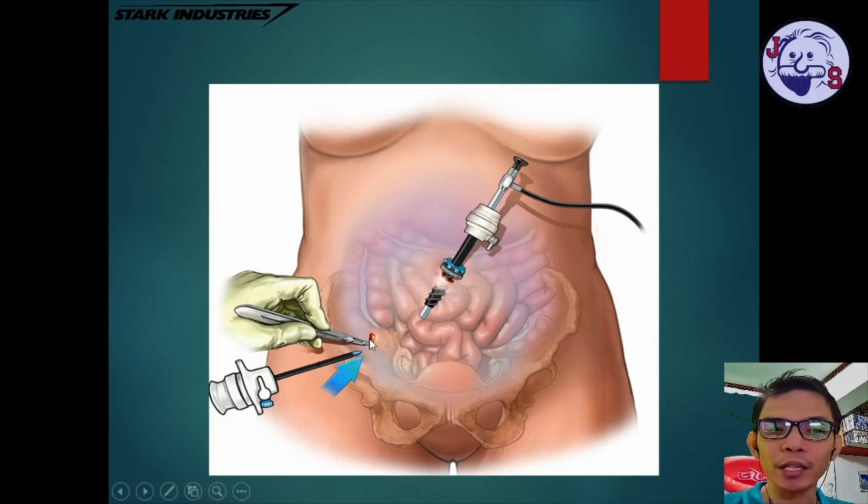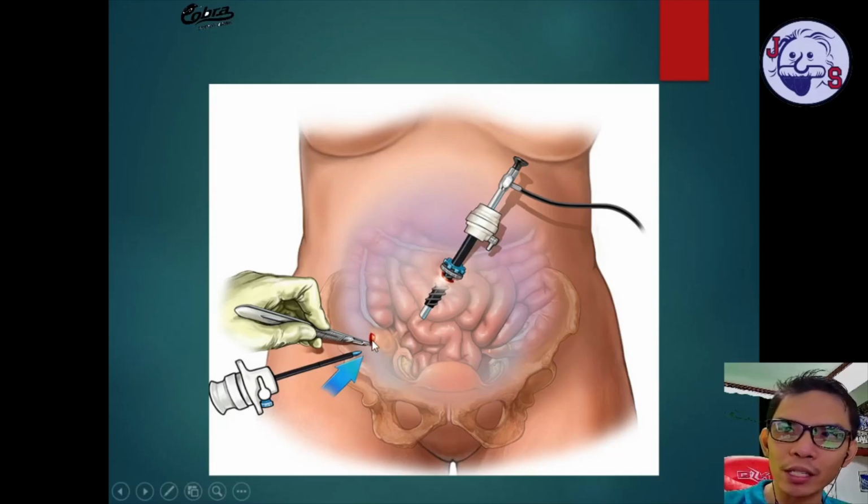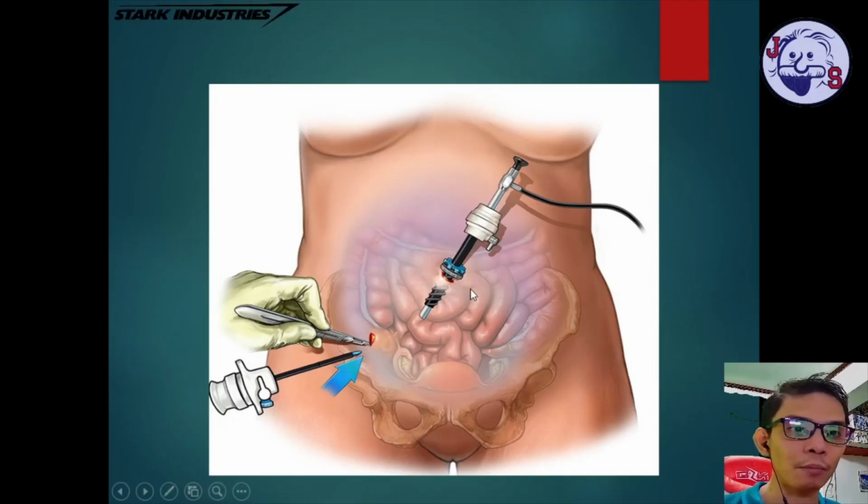Now, with this particular technique, you don't need to open the body just to see what is inside. All you need to do is to cut one small incision on the abdomen, and that's it. You will be able to see what is inside the body.